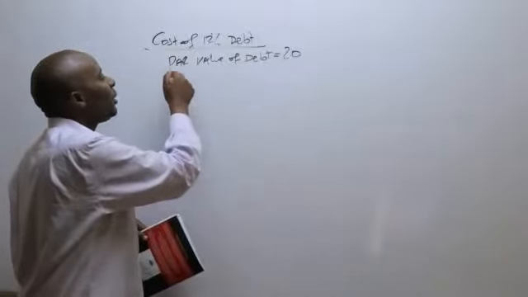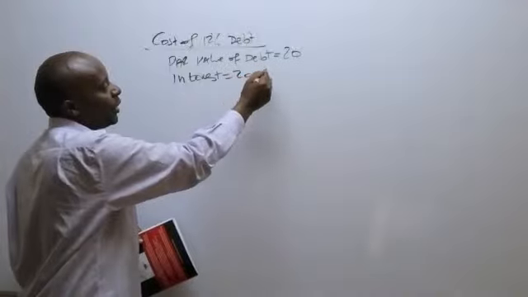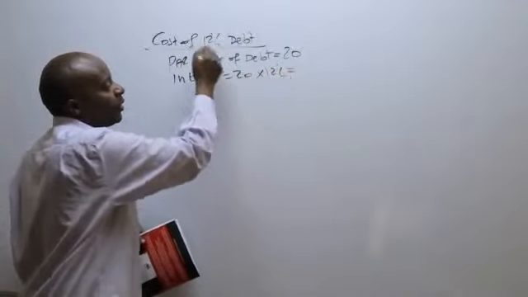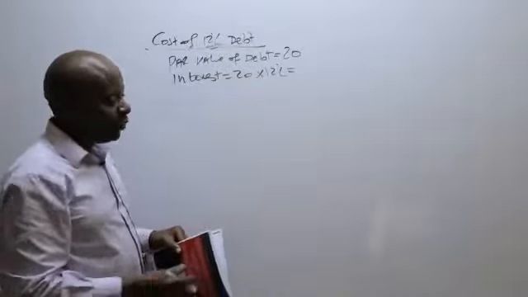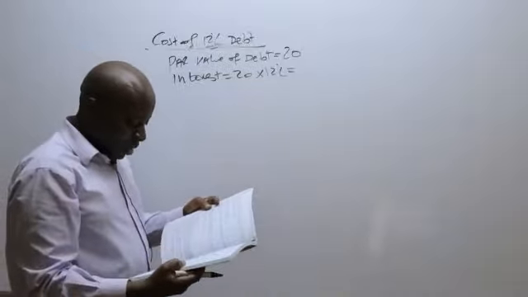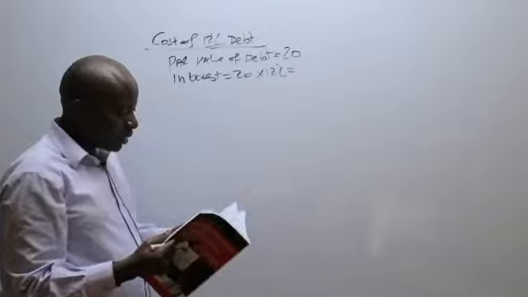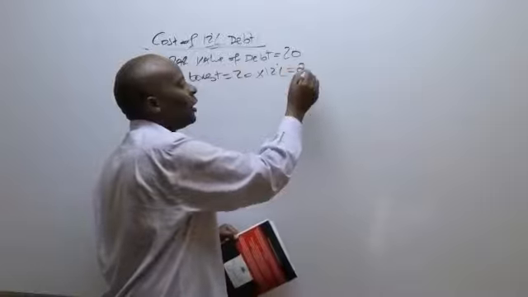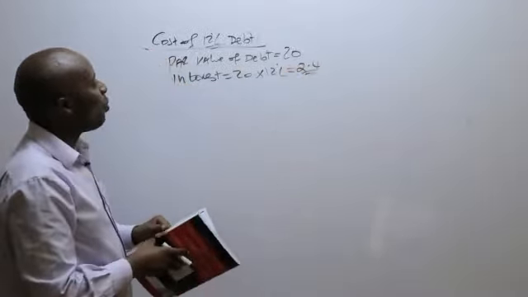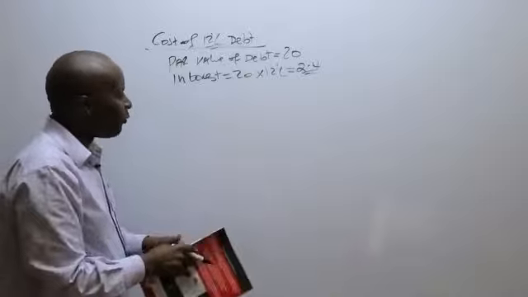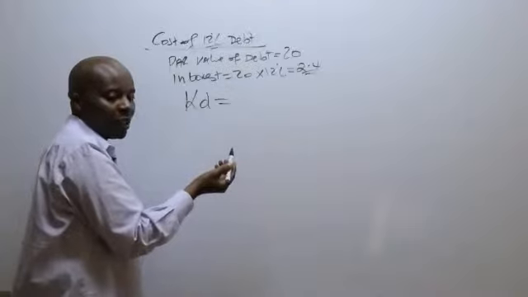And once you give me the par value, I will be able to give you the interest. It will be 20 times 12%. Rate of interest has been specified. So times 12%, and if I'm not wrong, that should give us, ladies and gentlemen, 2.4. So once I have the 2.4, then getting KD will not be a big thing.